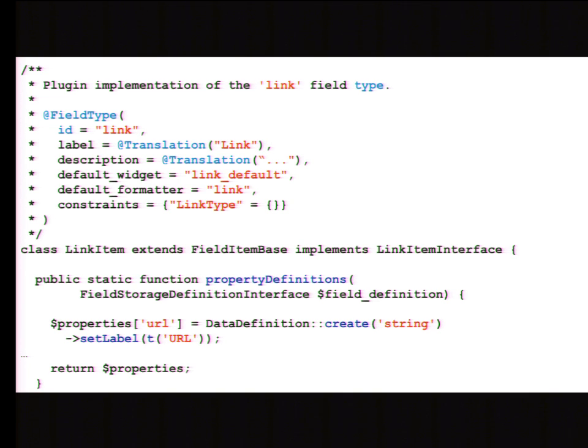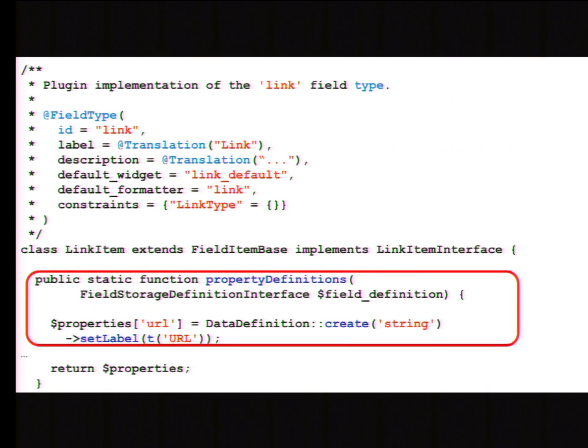This is another example, for implementing a field type. As mentioned, there's the notion of complex data. Field items are complex data because they contain multiple properties. If you think of the link field, it contains, like in the example here, the URL. When you implement the field type, you just define the properties that your field item is going to contain. You have to do that for implementing the field type, and that's the same information that rules is going to make use of as well.